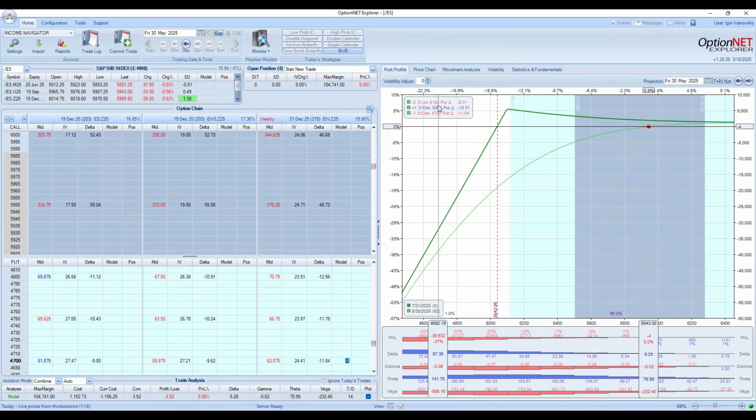Let's do the math again. So 5,100 times 50, right? The multiplier is 50. That's $255,000. So each one of these puts has a notional value of $255,000. If I'm selling two of these puts, we multiply that by two, we get $510,000. So if I sell this 1-1-2 structure, my two naked puts have a notional value of $510,000.